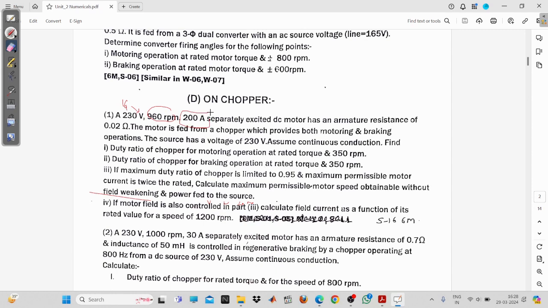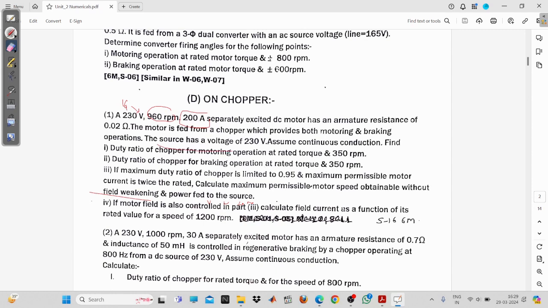So basically, like in the previous two videos we were discussing the rated torque and half the rated torque. In that case, if the rated torque is there, then you will have to keep the same current. But suppose in the question they ask for half of the rated torque, then you will have to divide the current by 2. Or if they ask twice the rated torque, then you will have to multiply the current by 2. Fine. So this is the simple way it is given.